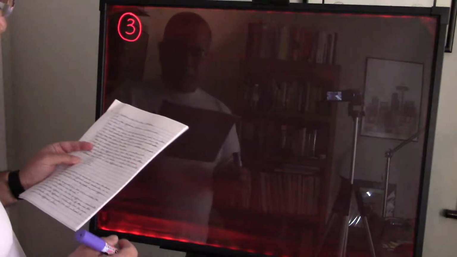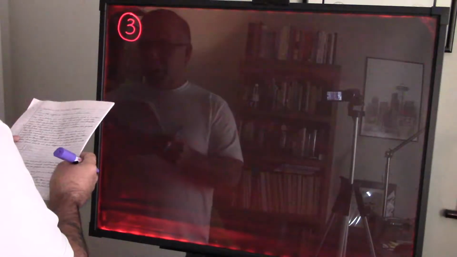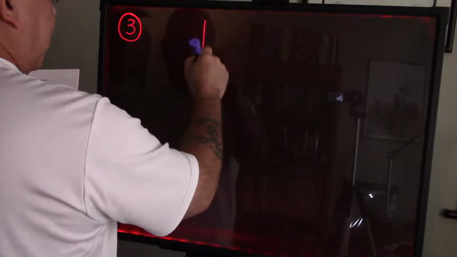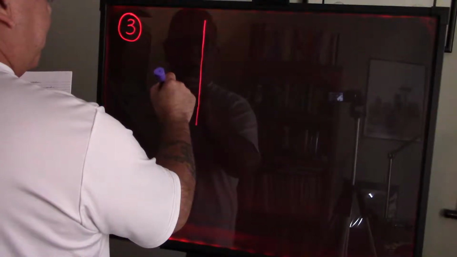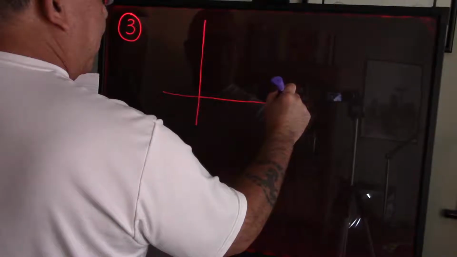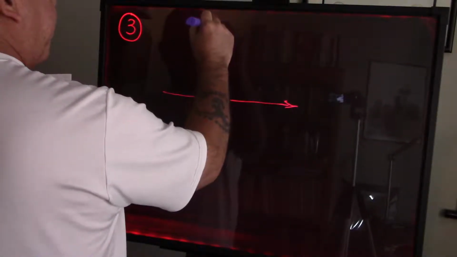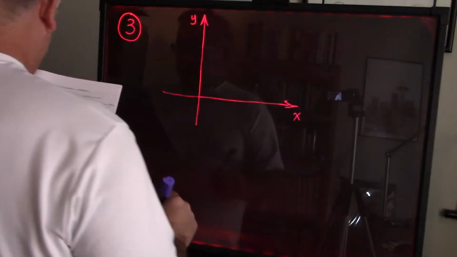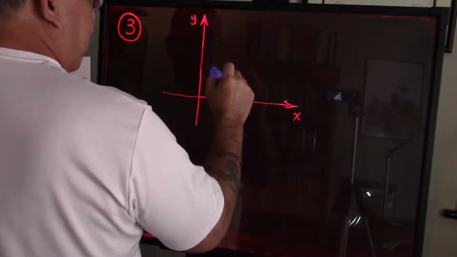Number 3, why does the vertical line test tell us whether the graph of a relation represents a function? So if a relation is not a function, then it contains at least two ordered pairs which have the same first coordinate but different second coordinates. So, for example, if we drew a picture of a relation which is not a function as a graph, and let's pick two ordered pairs that it has.